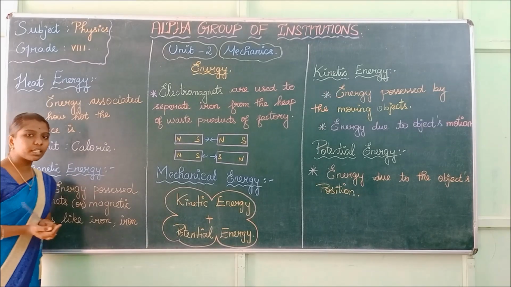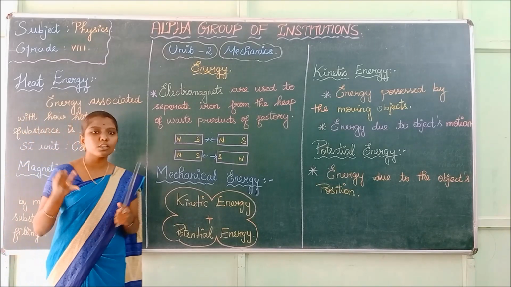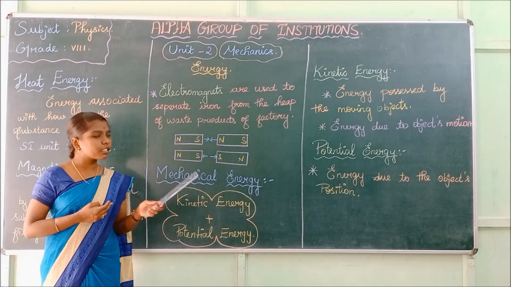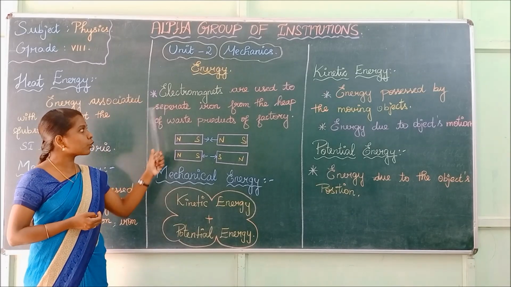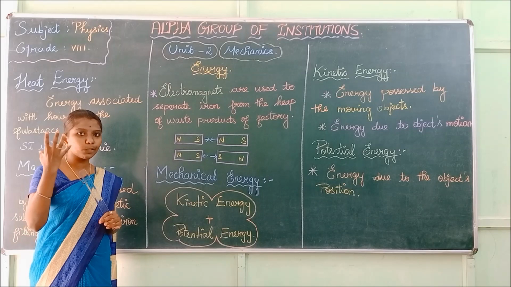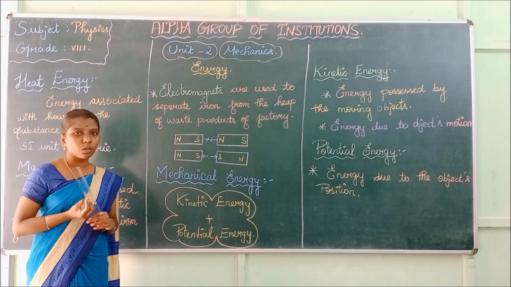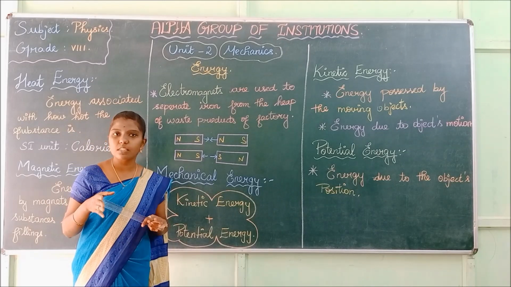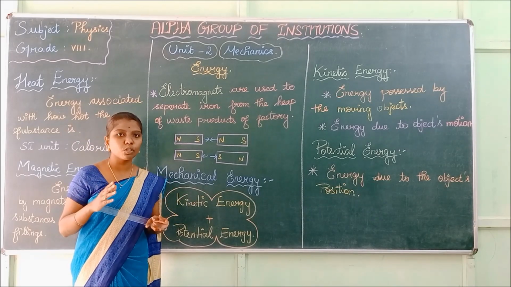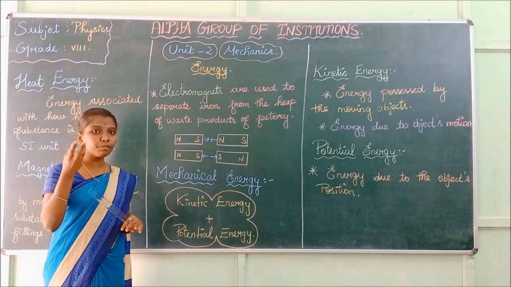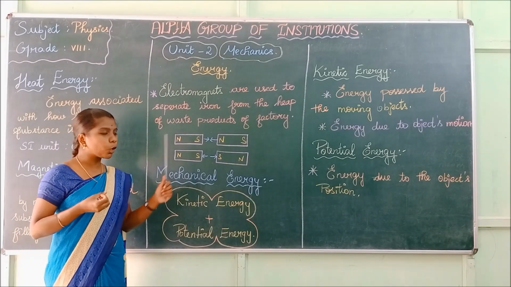Magnets are of various types, namely bar magnets, horseshoe magnets, electromagnets, ring magnets, etc. Now, electromagnets are used to separate iron filings from the waste products that are produced in factories. In our laboratories, we will use only bar magnets. Electromagnets are used to separate the waste iron filings from the waste products.